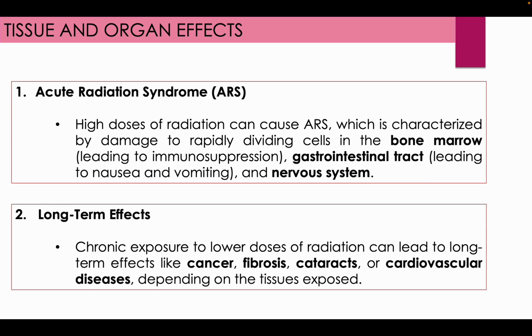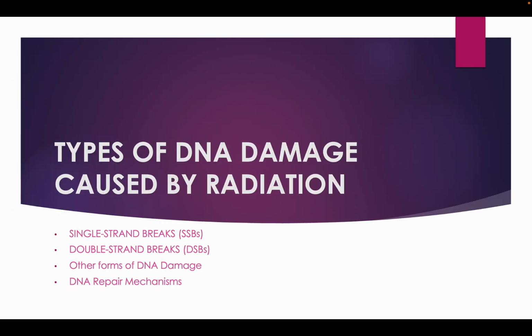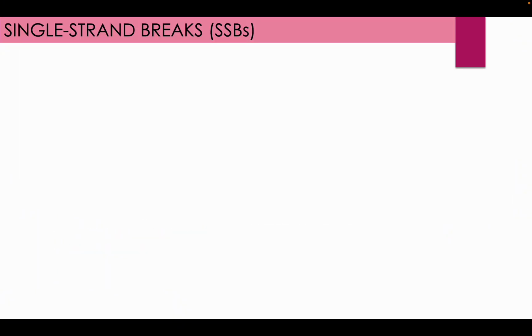Okay. Now, we mentioned last time that we have the single strand breaks, double strand breaks, and so on. So, these are the types of DNA damage that are caused by radiation. So, we will be discussing each of these. We have here the single strand breaks, the double strand breaks, and we have other forms of DNA damage as well as the DNA repair mechanisms. Okay, so let's start with the single strand breaks or the SSBs.